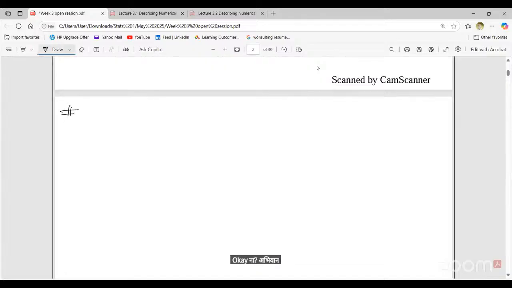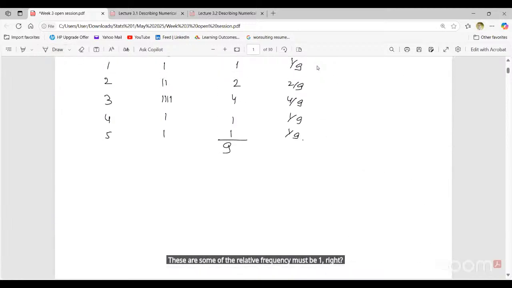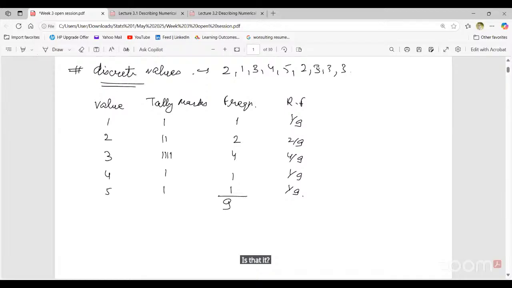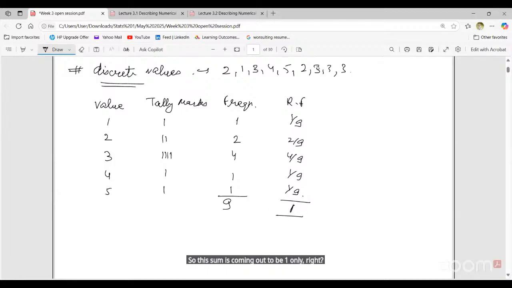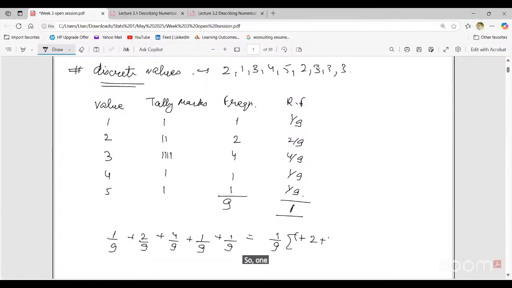Now, the sum of the relative frequency must be 1, right? Correct. So this sum is coming out to be 1 only. Total of relative frequency is equal to 1. So just add it: 1 by 9 plus 2 by 9 plus 4 by 9 plus 1 by 9 plus 1 by 9. Okay, so 1 by 9 is common, so I will take it out. So 1 plus 2 plus 4 plus 1 plus 1. What is it? 9 by 9, which is 1.